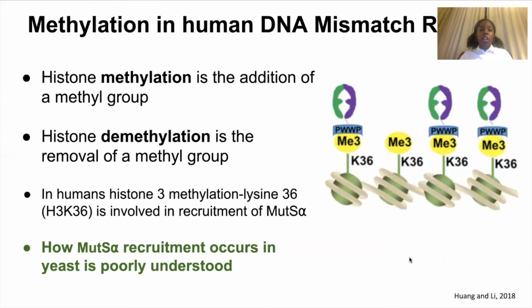So chromosomes are composed of histones, and histones can be modified in various ways, such as methylation, which is what my project focuses on. Histone methylation is the addition of a methyl group, and histone demethylation is the removal of a methyl group. Specifically in humans, histone H3K36 is involved in the recruitment of MUT-S alpha. However, how MUT-S alpha recruitment occurs in yeast is poorly understood.